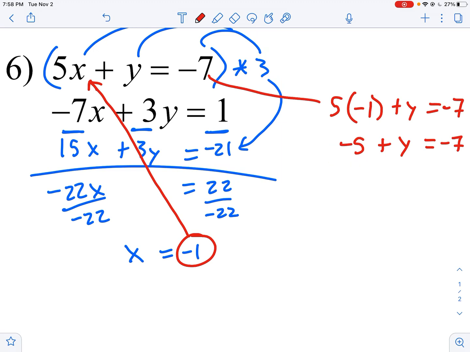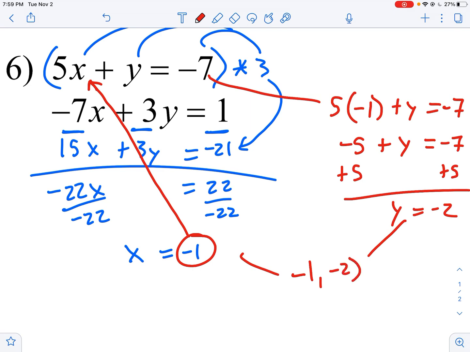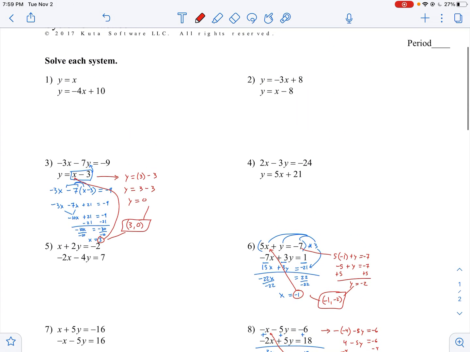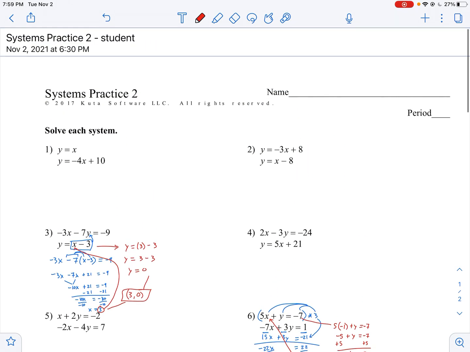The opposite of a negative 5 is a positive 5, so I'm going to add 5, add 5. And now I got y is negative 2. Awesome. We got our x value, we got our y value. We need to put them together, and you get the point negative 1, negative 2. Ta-da!